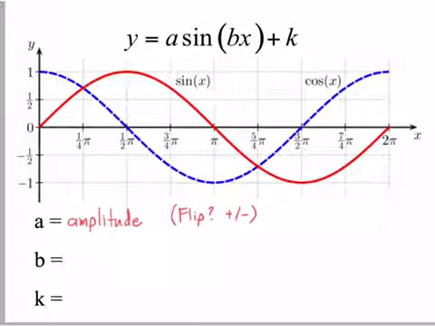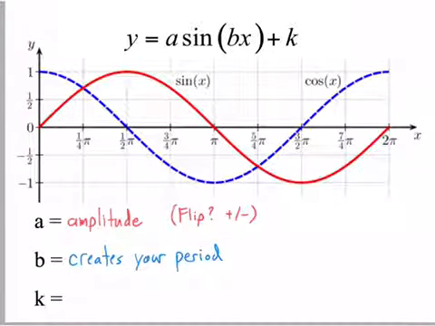Awesome. Next, B. Well, we've never had a B on any graph. Well, what the B is, is the horizontal shrink or stretch. And in trig, the horizontal shrink and stretch is called your period. So for this one, B gives you your period. It's not your period. It creates your period.